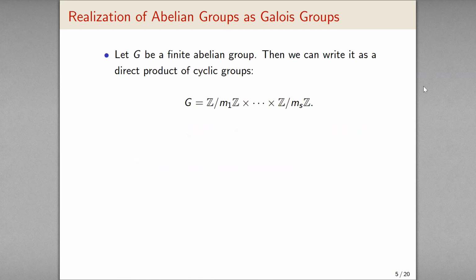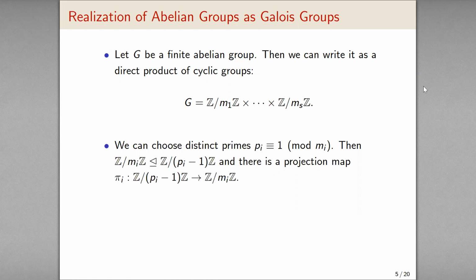We can now move over to arbitrary abelian groups. If G is a finite abelian group, then we know that we can write it as a direct product of cyclic groups. So we can write G equals Z over M1Z times Z over M2Z, and so on, all the way up to Z over MsZ. For each Mi, we choose a prime Pi that's congruent to 1 modulo Mi. And by Dirichlet's theorem on arithmetic progressions, we can choose these primes Pi to be distinct from each other. Then the group Z over MiZ is a quotient of Z over (Pi minus 1)Z. And we have a projection map from Z over (Pi minus 1)Z to Z over MiZ.